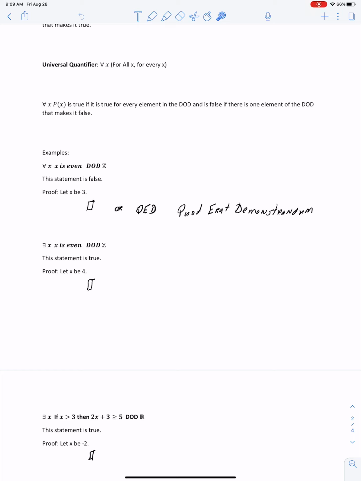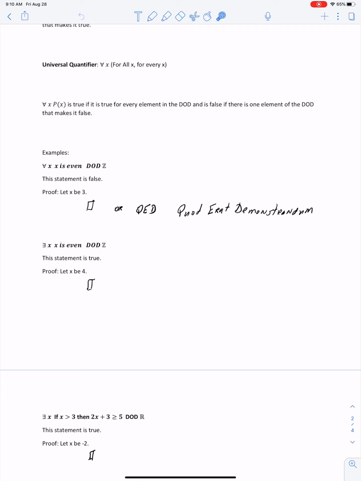And if I'm going to write an argument, I'm just going to say, let X be 3. Because when X is 3, my propositional function is false. 3 is not even. That's all it takes. So all it takes to prove that a universally quantified statement is false is to find one example where it's false. So there you go.